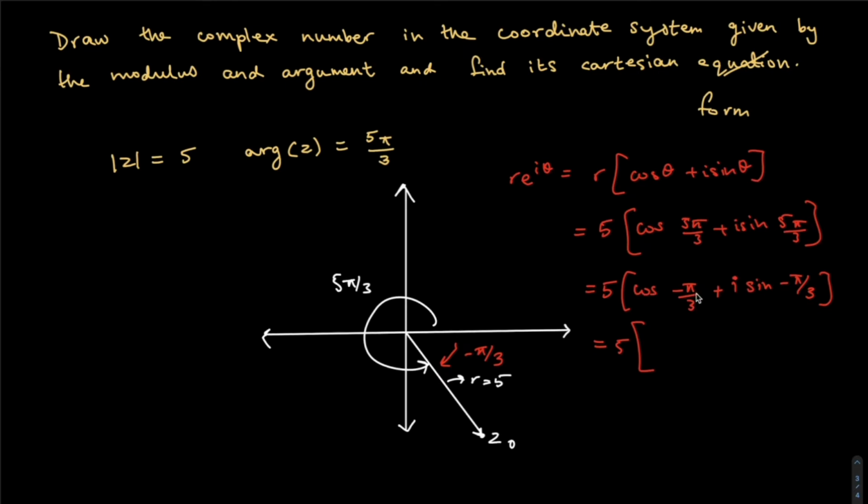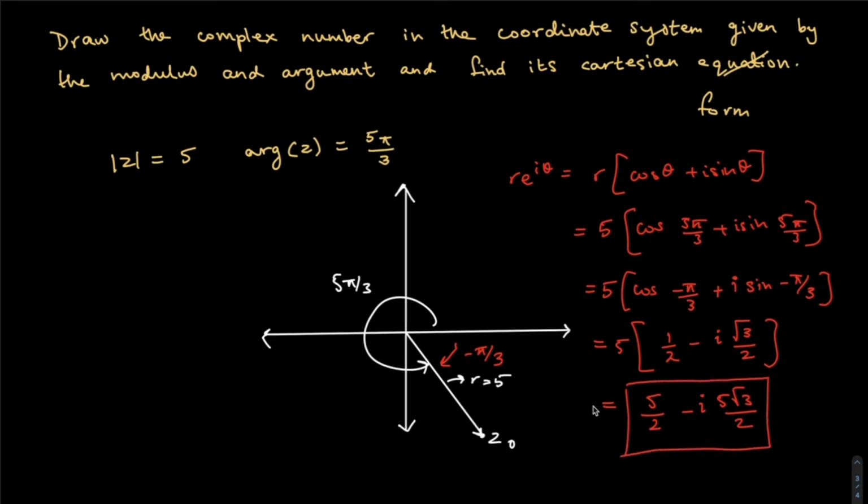So I know cos of minus pi by 3 is cos of pi by 3, which is a half. And sine of minus pi by 3 is minus sine of pi by 3, so I'll put a minus sign outside, and that is square root of 3 by 2. If I distribute the 5, I'm going to have 5 by 2 minus i times 5 root 3 by 2. So this would be my final answer in Cartesian form. And if you think about it, we go 5 by 2 units right, and then 5 root 3 by 2 units down. So it's the same thing, right?